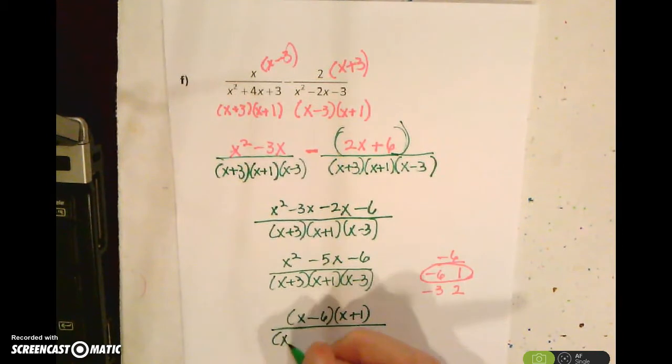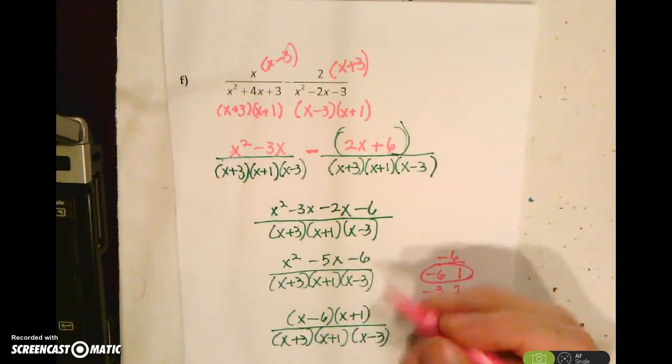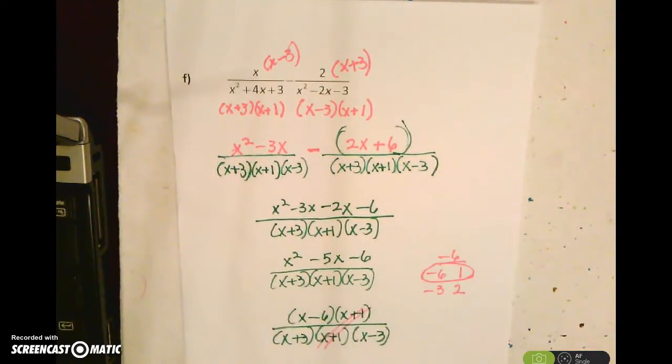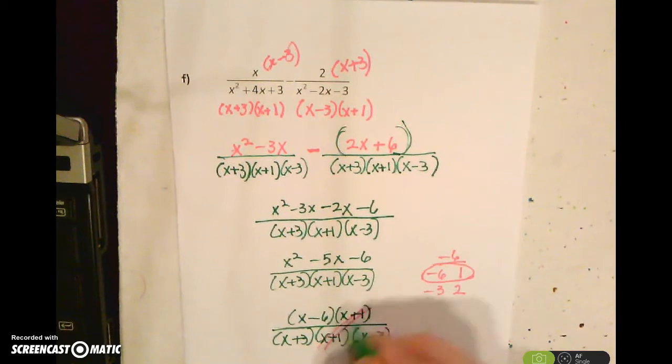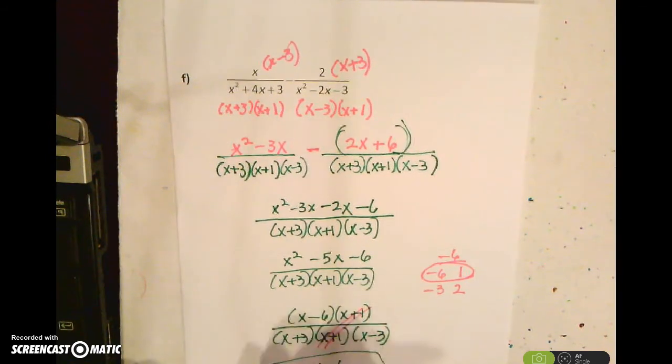Divided by x plus 3, x plus 1, x minus 3. Let's see, we can divide out the common factors, the x plus 1s, and my result is going to be x minus 6 over x plus 3 times x minus 3. Answer. We'll pick up the rest of those in class, next class.